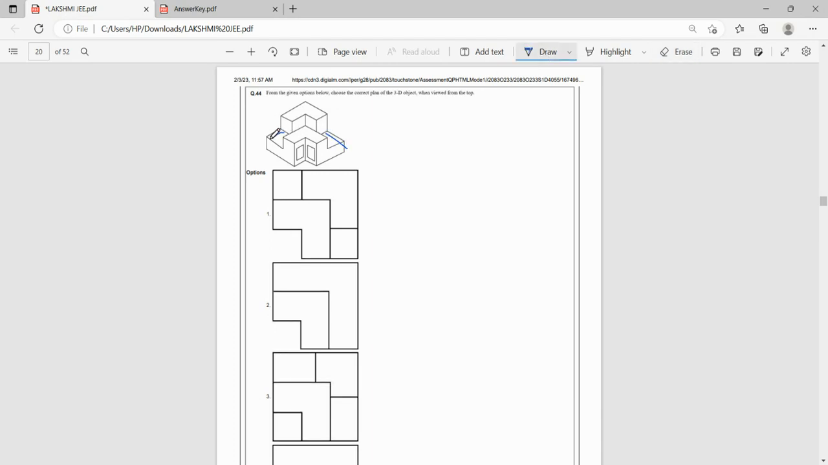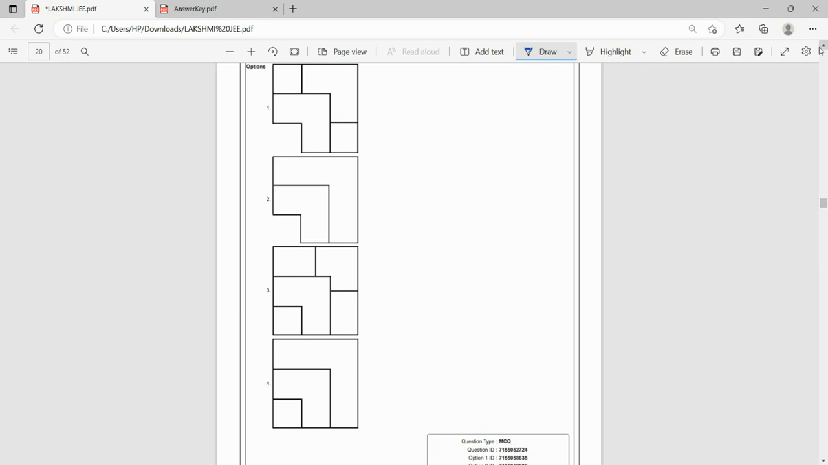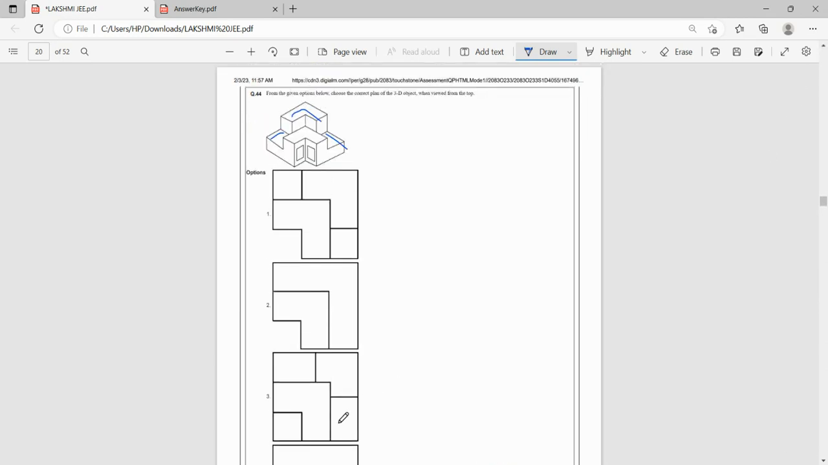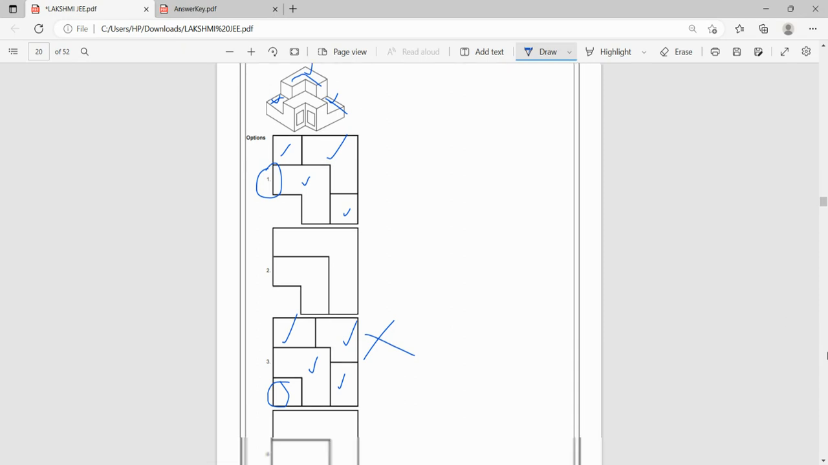So this section, then this section, then the L section. These two sections are okay. Then this section is this L shape. Then here also there is an L shape, but there is no need for this line, so this will not be possible. Then what about this one? Yes, option one is better compared to the other options.